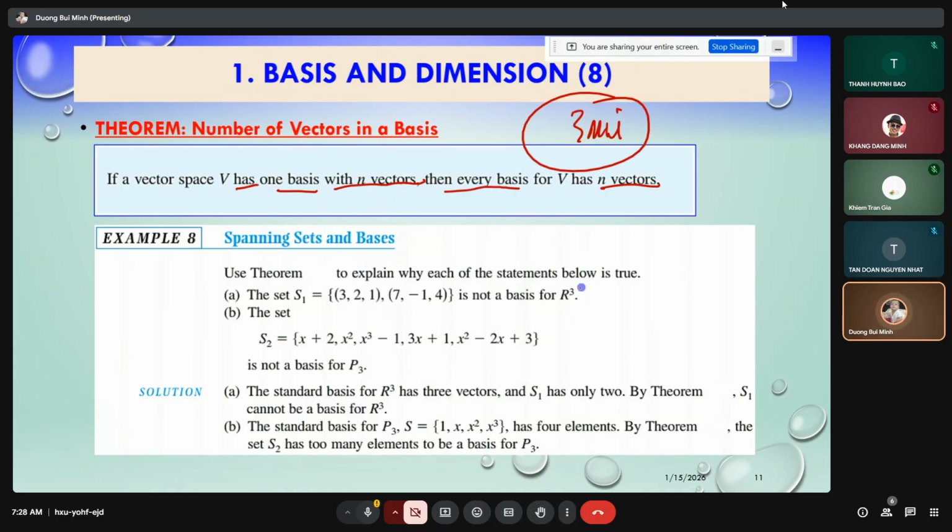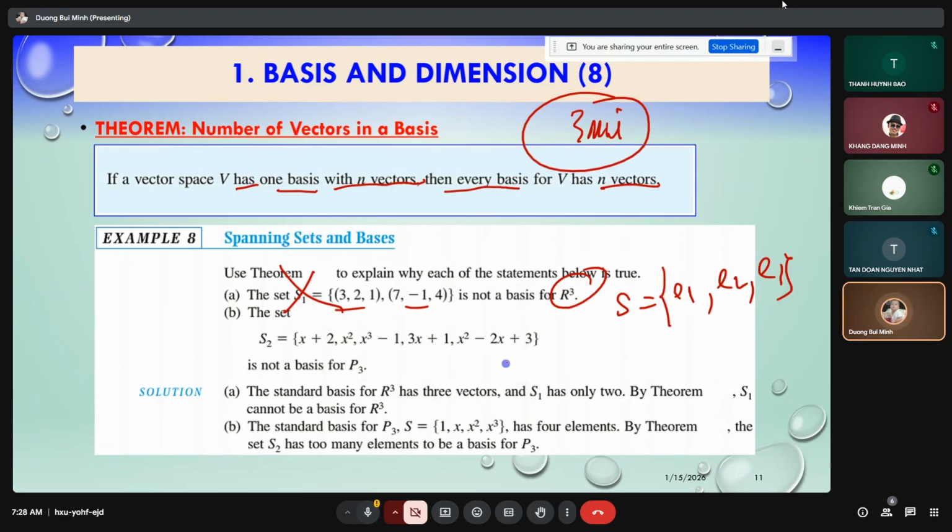For example, this one R3. Of course we don't know the details of the basis, but we know the basis should have 3 vectors, right? This is the meaning of this theorem. So if we have the standard unit vectors e1 and e2, now we count how many? 1, 2. So this one is not a basis. Very quickly, maybe in some seconds, you get the answer.